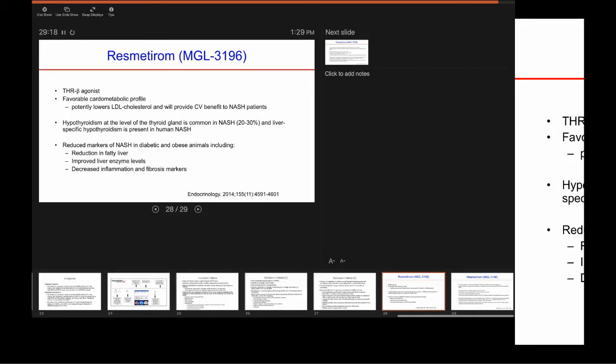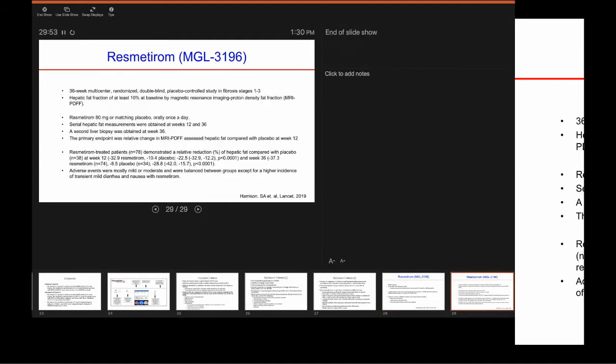Okay, so I'm only going to briefly mention one other study that's open right now. It's Madrigal. It's a thyroid hormone receptor beta agonist, so it's basically liver specific. It's thought that this receptor is really more liver specific, and it's essentially treating hypothyroidism of the liver. In earlier studies, they saw reduced markers of NASH in animal studies, and then I'll just go to the recent study that was published in Lancet.